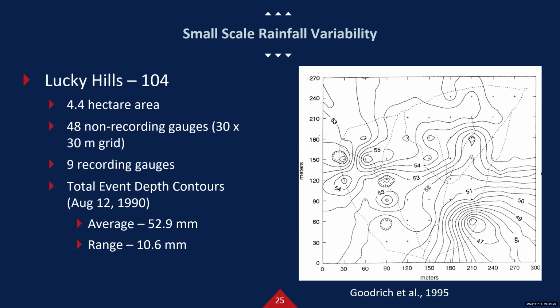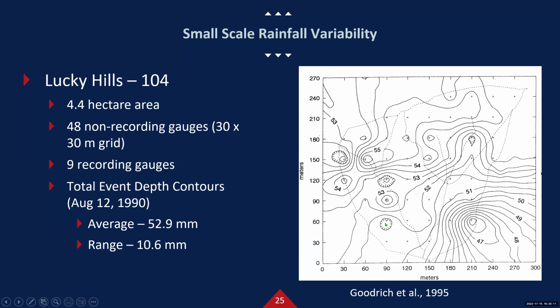And this is just an illustration that, again, you can't necessarily assume that a small watershed has uniform rainfall distribution over it. So this is that small Lucky Hills watershed we saw in the very first title slide. And there's a watershed here, and then the intervening area. For studying this, one of their graduate students put out 40 non-recording rain gauges and 9 recording rain gauges on this 4.4 hectare, or about 10 acre, area, and this is one of the events that was recorded.